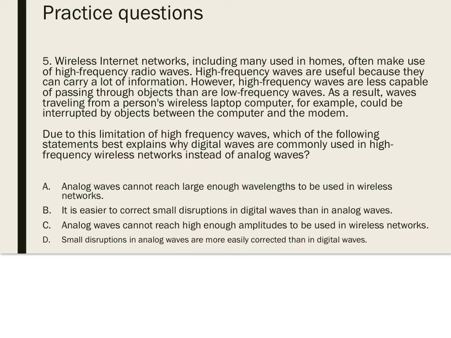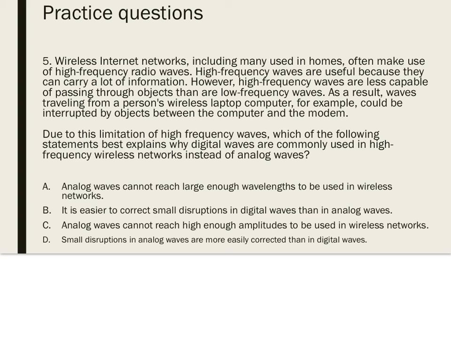Number 5, last question. Wireless internet networks, including many used in homes, often make use of high-frequency radio waves. High-frequency waves are useful because they can carry a lot of information. However, high-frequency waves are less capable of passing through objects than are low-frequency waves. So, as a result, waves traveling from a person's wireless laptop computer, for example, could be interrupted by objects between the computer and the modem.